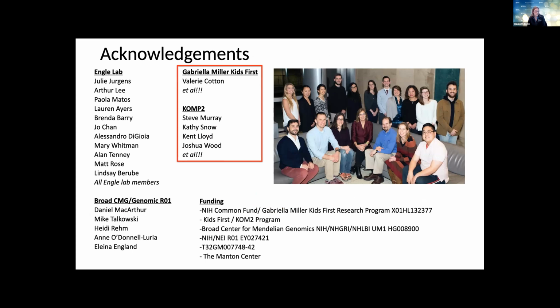And I want to especially acknowledge and thank the Kids First and Comp2 programs and the collaborators who've worked really hard to generate these new mouse lines for us. Thank you.